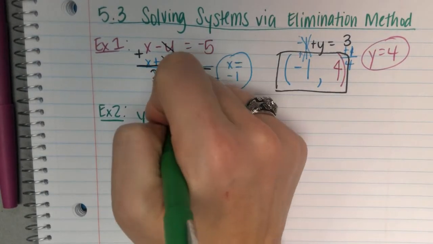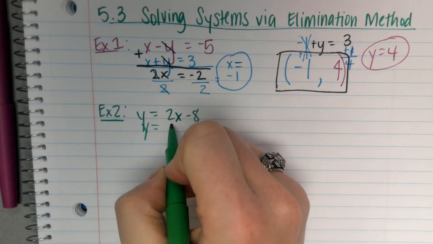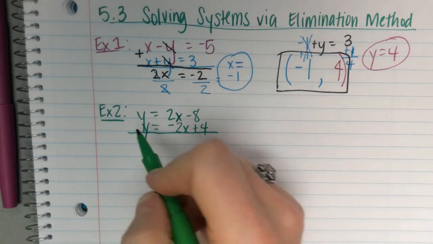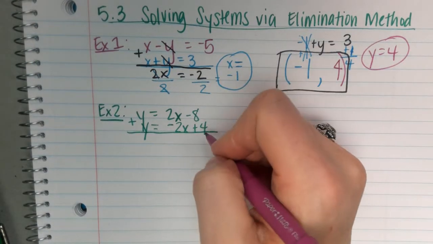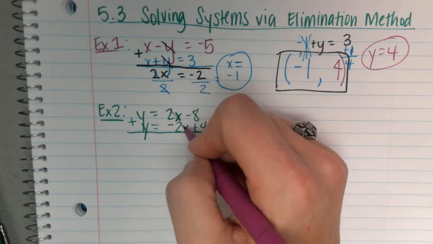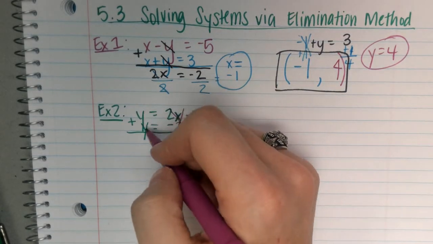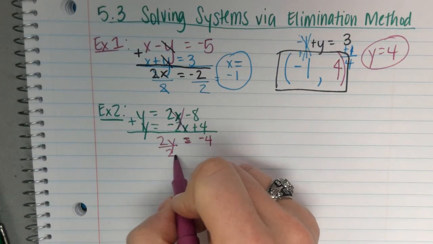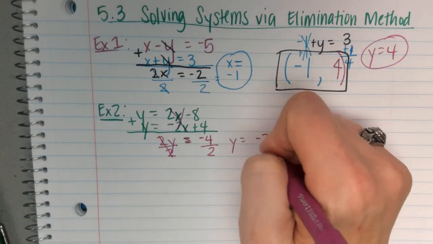y equals 2x minus 8. y equals negative 2x plus 4. Okay, so we're going to add those together. We get negative 8 plus a positive 4 is a negative 4. Positive 2x and a negative 2x, those cancel out. So all we're left with over there is just a negative 4. And then a y and a y is 2y. 2y equals negative 4. So now we want to divide the 2 off, and we get y equals negative 2.